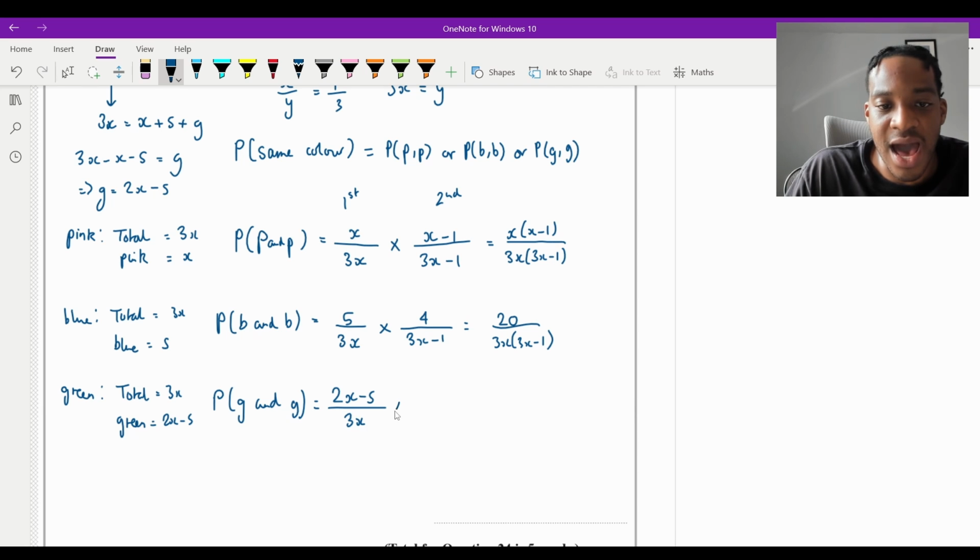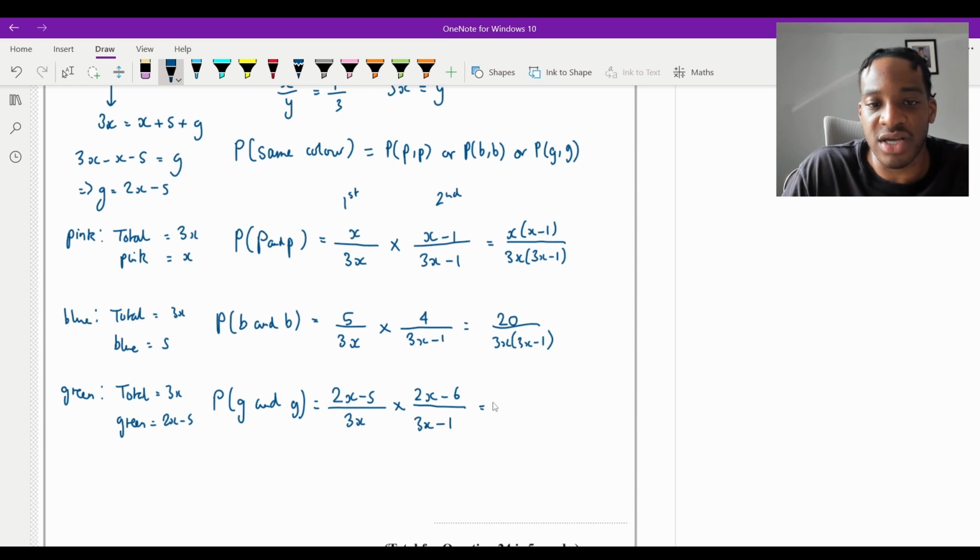And now we're taking our second pick. We've already taken a green, so we have to take one away. Now be very, very careful, right? 2x minus 5, when you take one away from that, it's going to be 2x take 6, isn't it? I see a lot of students thinking it's a 4. It's going to be minus 6, isn't it? And then divided by one less in total, it's going to be 3x minus 1. And then I can just tally this up. It's going to be 2x minus 5, 2x minus 6 over 3x, and then 3x minus 1.